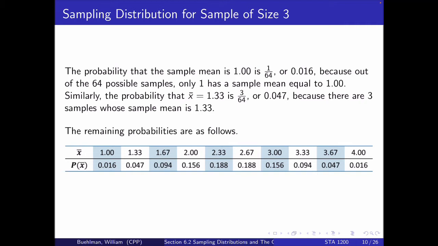Similarly, the probability that x bar is equal to 1.33 is 3 out of 64, or that decimal, because there are 3 samples whose mean was 1.33. The remaining probabilities are as follows. This table below shows the remaining probabilities.